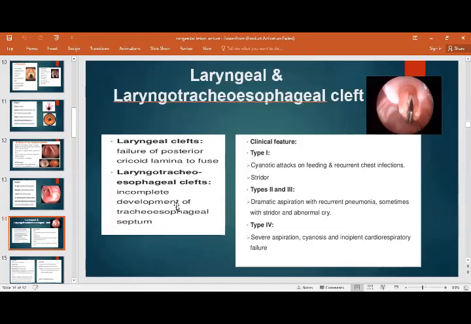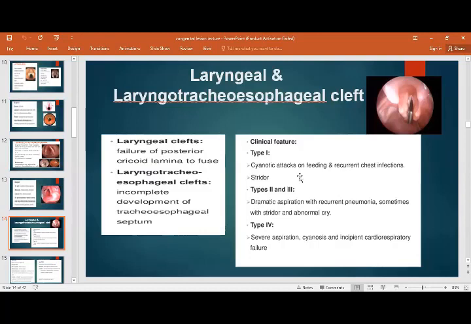Now in this case, there are different types. There are basically 4 types of laryngotracheoesophageal clefts, and the type depends on the size of the cleft present. The presentation would be according to the size of the cleft. Like type 1, of course, there will be recurrent cyanotic attacks on feeding.